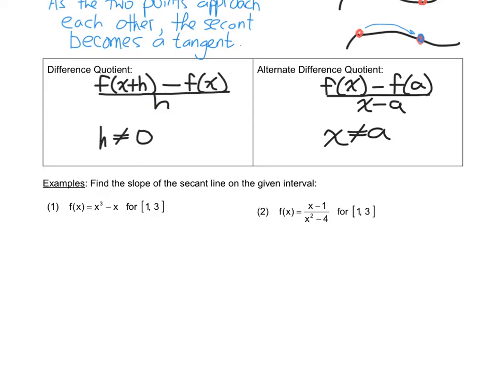So you can pick your poison here. It really doesn't matter. If you want to work with this one or the other one, it really doesn't make a difference whatsoever. It's all going to come out in the wash. In some circumstances, it's easier to work with one as opposed to the other, but it really ends up being a matter of preference in most cases. So for the first one, I'll use the first difference quotient. For the second one, I'll use the second one.